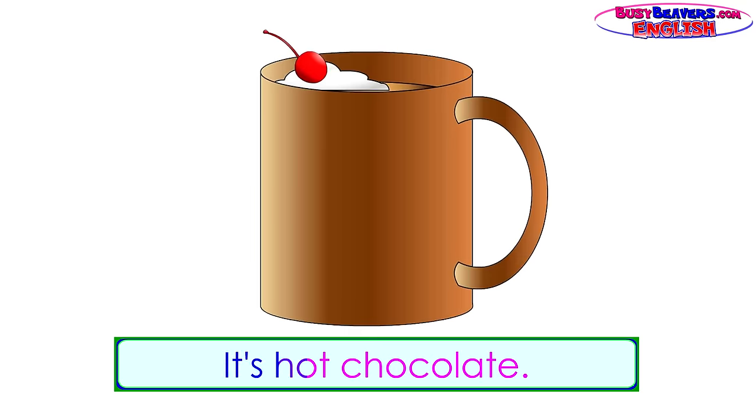Lesson 26. Practicing, studying. Where's Betty Beaver? She's at Violin Academy. What's she doing? She's practicing the violin. Where's Billy Beaver? He's at Piano Academy. What's he doing? He's practicing the piano. Where's Betty Beaver? She's at Taekwondo Academy. What's she doing? She's practicing Taekwondo.